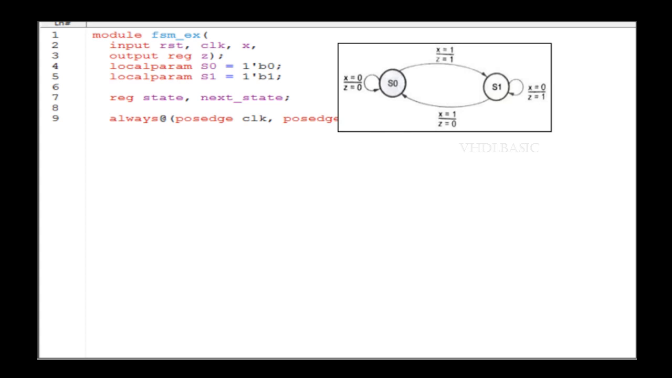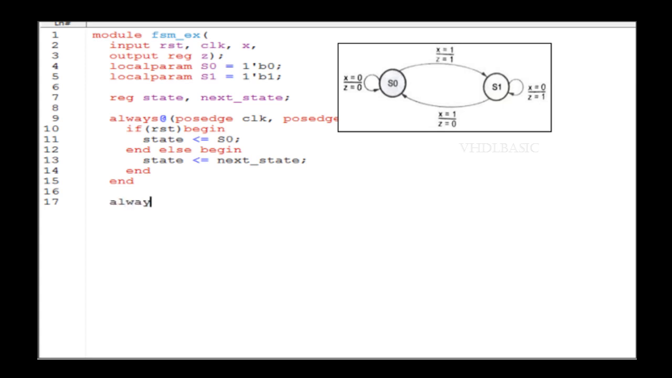Coming to the figure, there are two states, S0 and S1. The initial state is S0. There we will sample the input value X with respect to the passage of the clock. If X is 0, it remains in the S0 state and the output will be 0. If X equal to 1, it will go to the next state S1 and the output will be Z equal to 1. In the S1 state, X will be sampled at the passage of the clock. If X equal to 0, it remains in the S1 state and the output will be 1. If X equal to 1, it will go to S0 and the output will be Z equal to 0. So like this, the state transition will happen in this particular state machine.